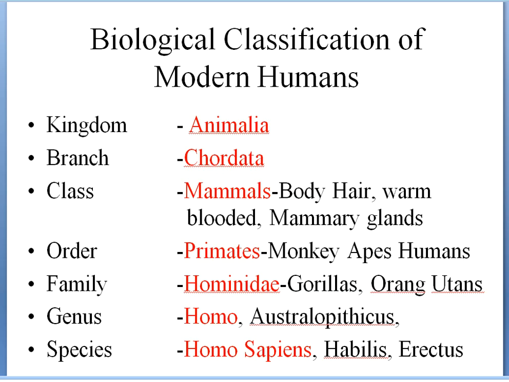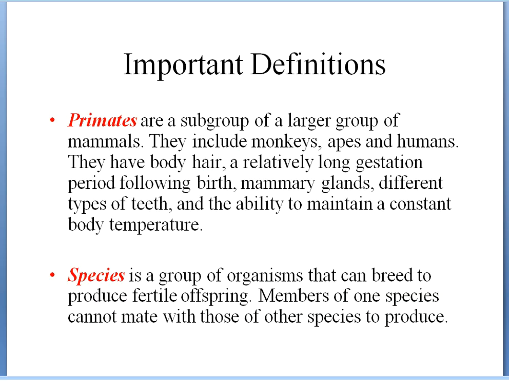So these terms will help us to understand. Let's see some definitions. Primates. Primates are a subgroup of a larger group of mammals. It means the primates evolved from mammals. They include monkeys, apes, and humans. They have body hair, a relatively long gestation period following birth, mammary glands, different types of teeth, and the ability to maintain a constant body temperature. Then, species. A species is a group of organisms that can breed to produce fertile offspring. Members of one species cannot mate with those of other species to produce offspring.